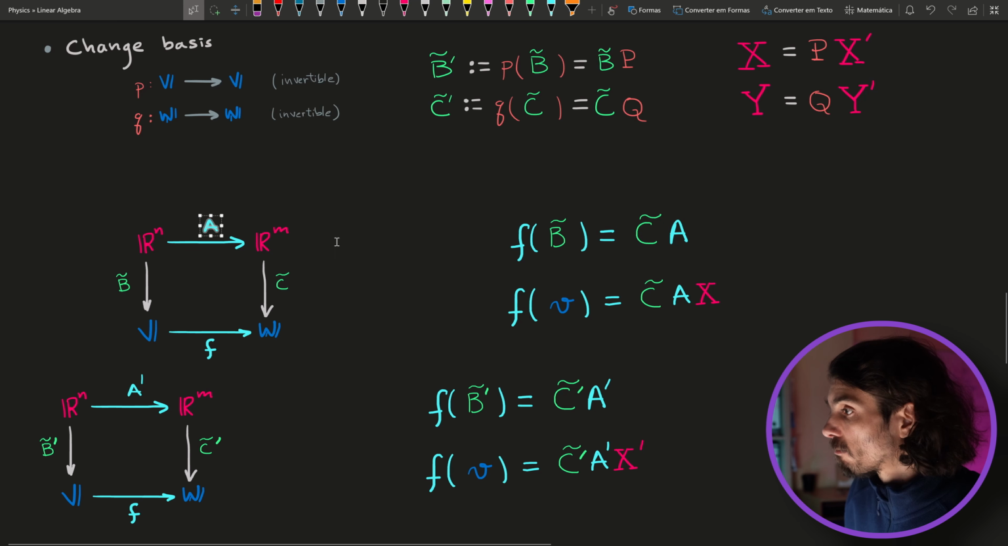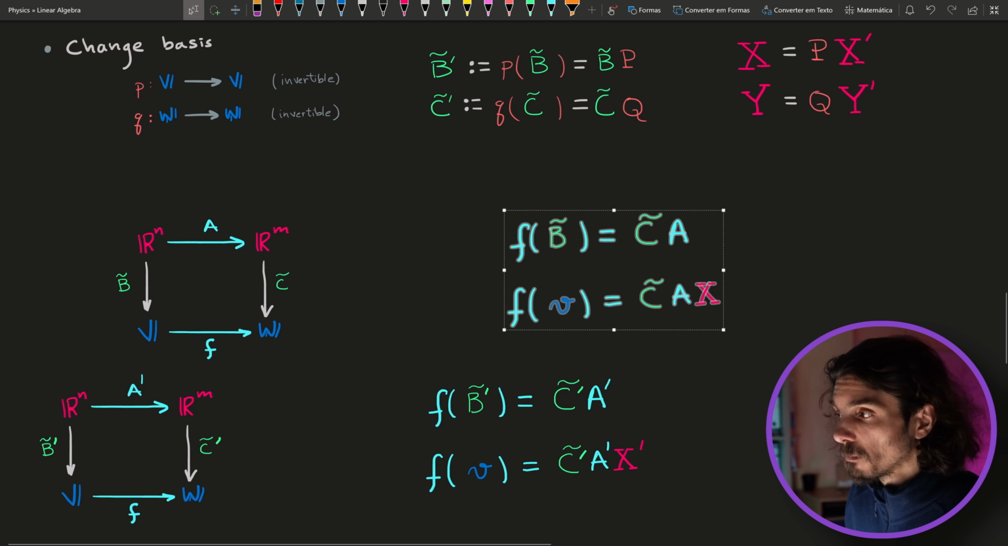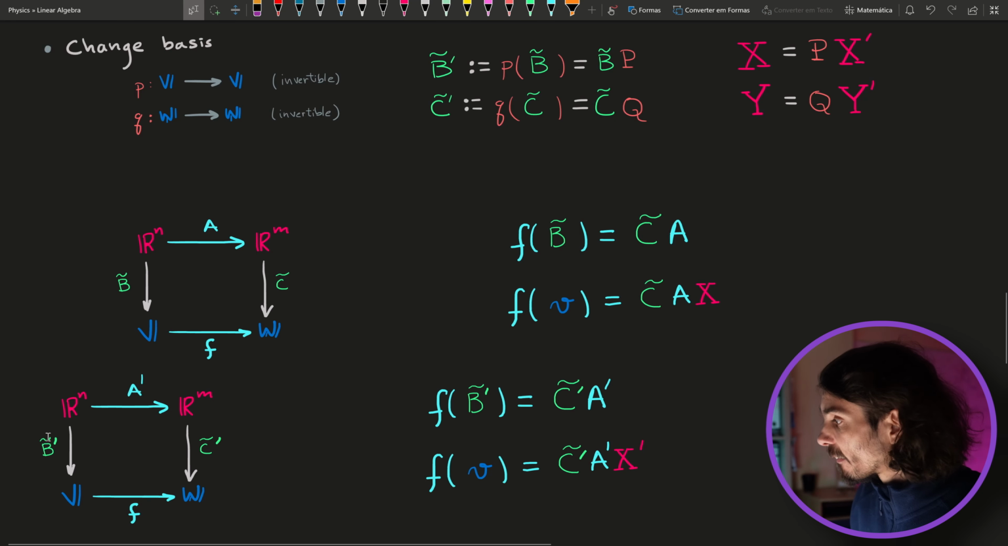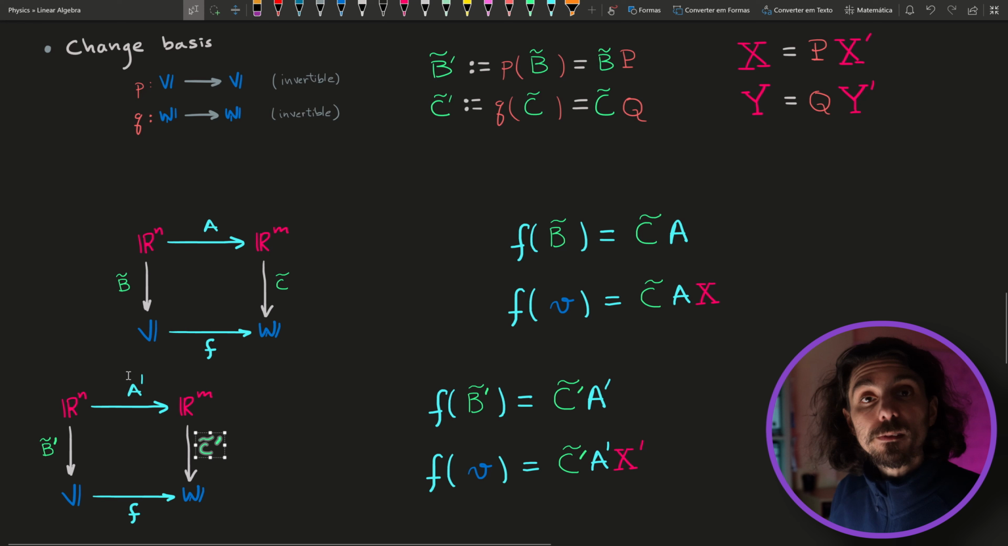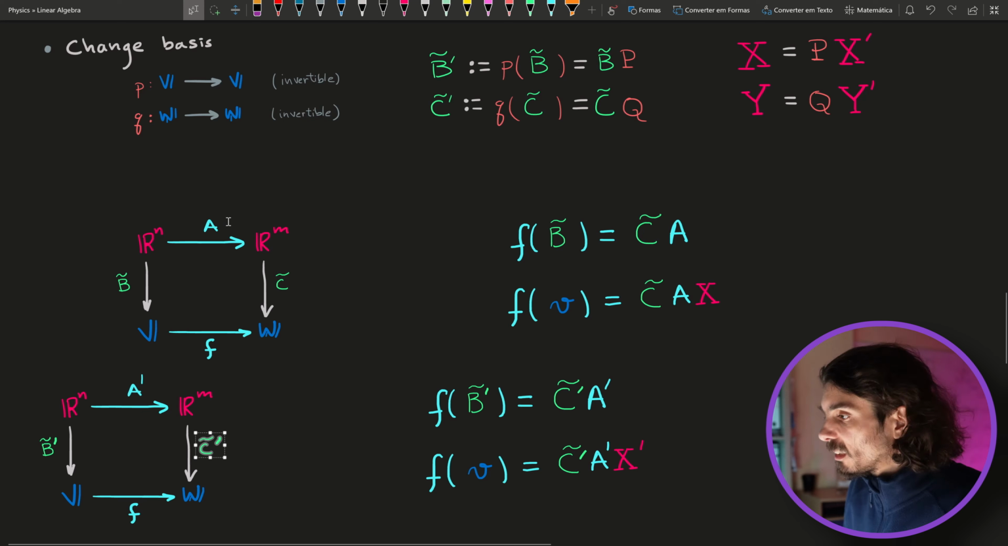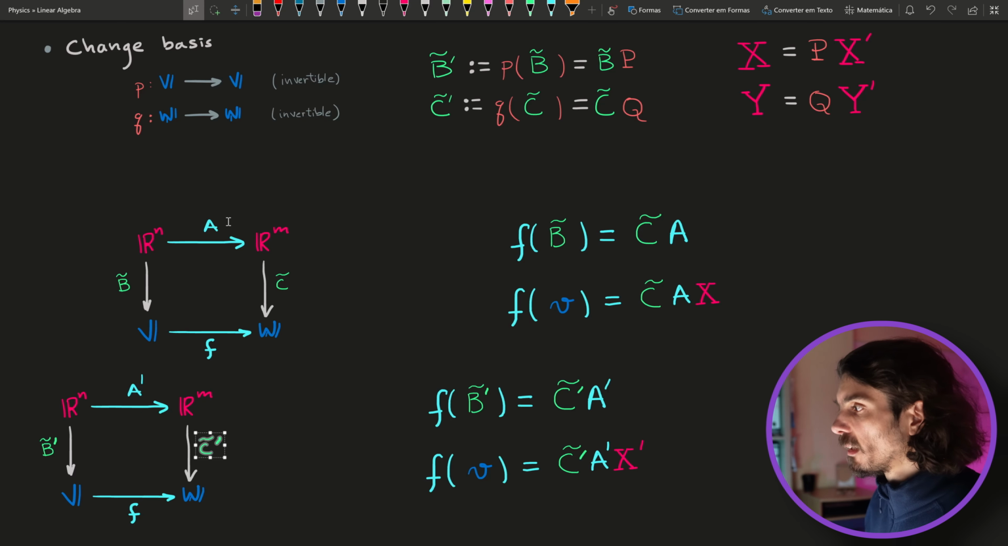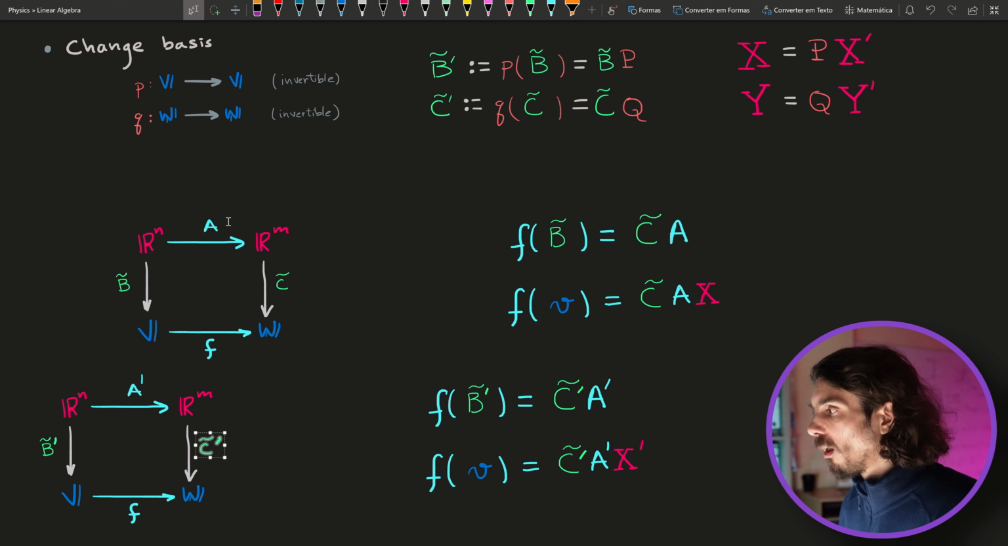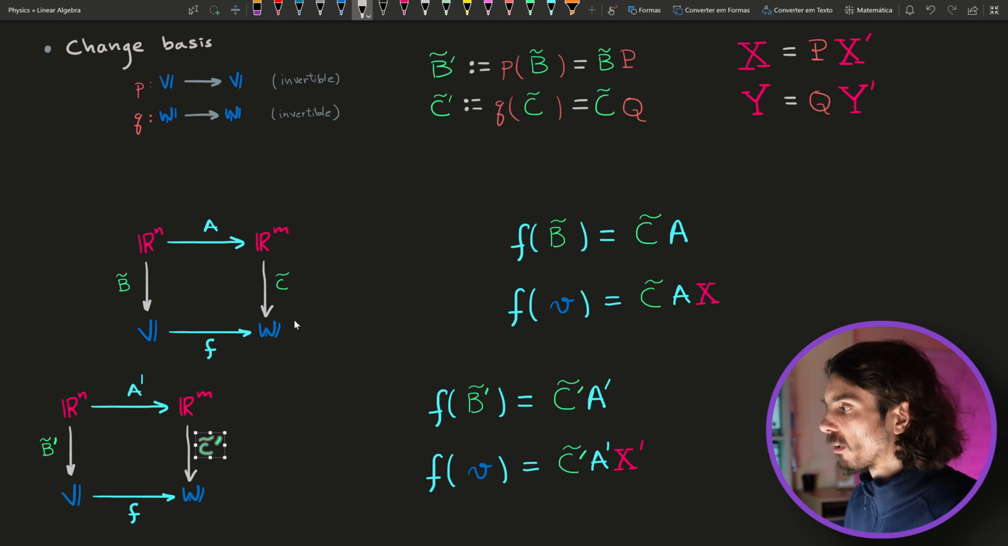That gives me A, and I can write this. Or instead, I can introduce into the domain b tilde prime and into the codomain c tilde prime here, and I have another matrix, A prime. So the question is, how is A prime connected with A? This is our goal. To do that, let's introduce what we know so far into this diagram here.